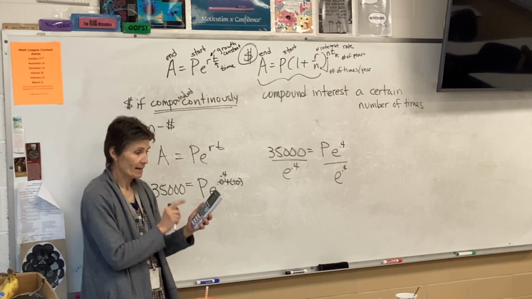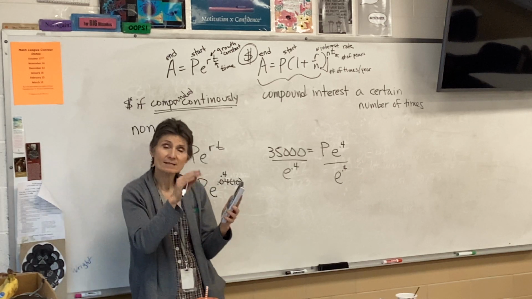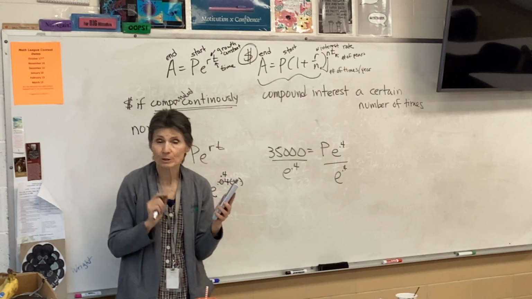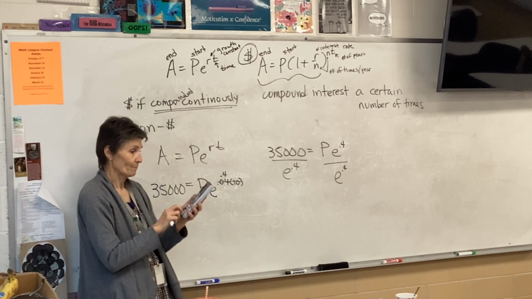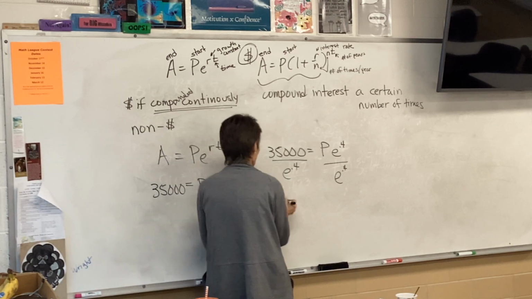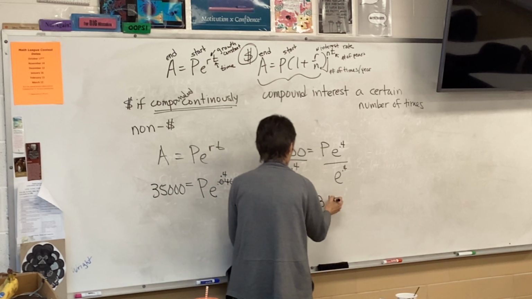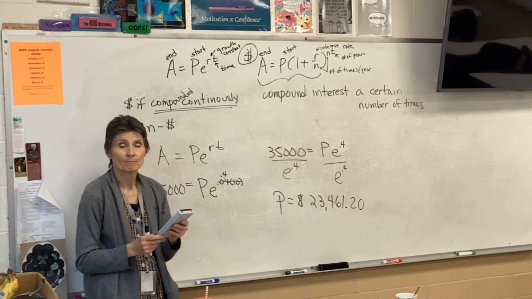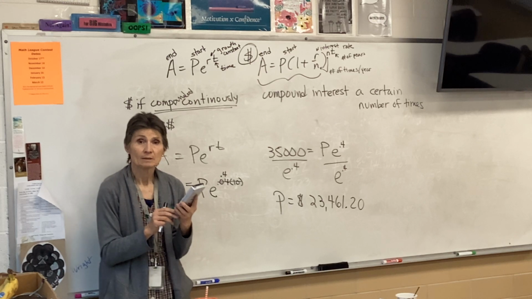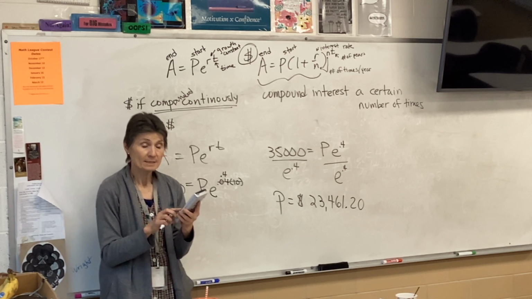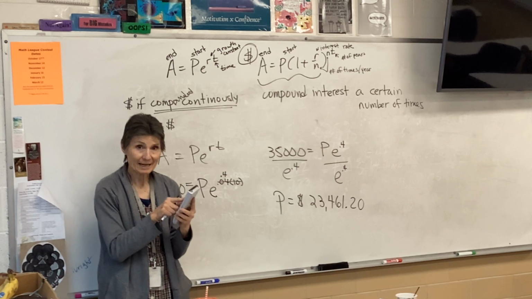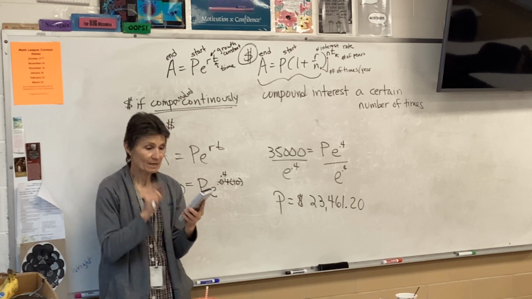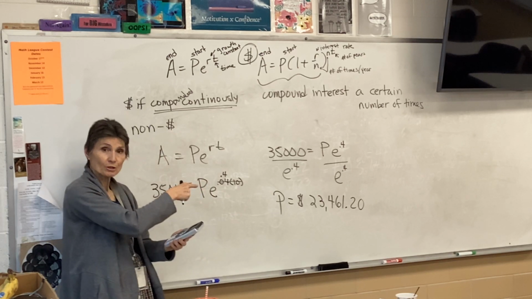second ln. When you press second ln, e comes up. And it literally says, what power do you want me to raise e to? 0.4. So you would have to deposit $23,461.20. So again, 35,000 divided by second ln 0.4 equals, and that is the number that you should come up with.